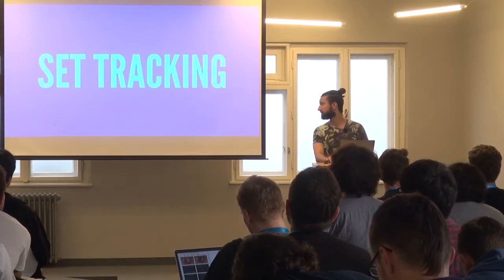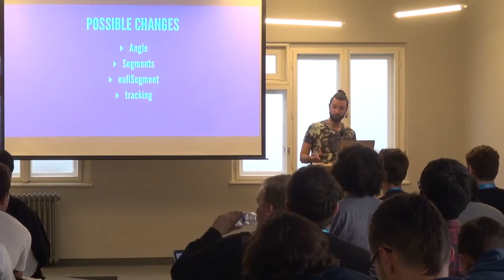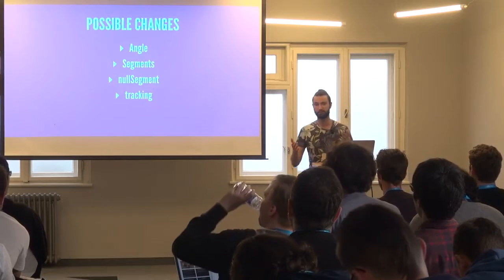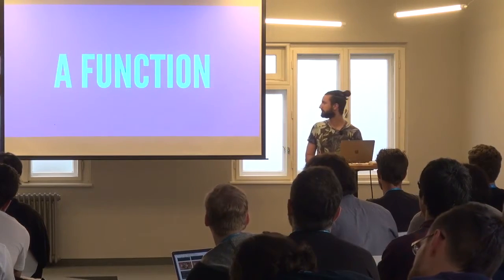And then we've got set null segment and set tracking. So these are a set of possible changes we have. There's nothing else we can do with our state. We say this explicitly. So I promised you a function.